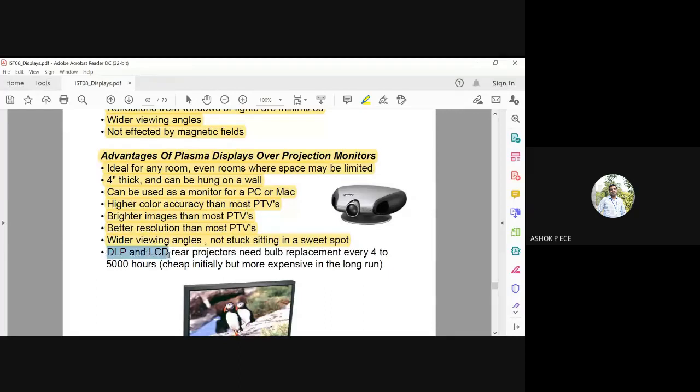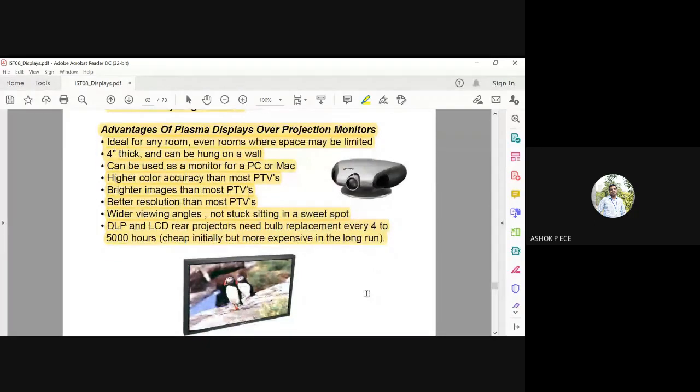DLP and LCD projectors need bulb replacement every 4 to 5,000 hours. It is cheap initially, but it is expensive in the long run. You will have a high power bulb inside your DLP and LCD projectors, right? Those bulbs ensure projecting the information on a wider screen, and those bulbs have to be replaced every 5,000 hours of running.